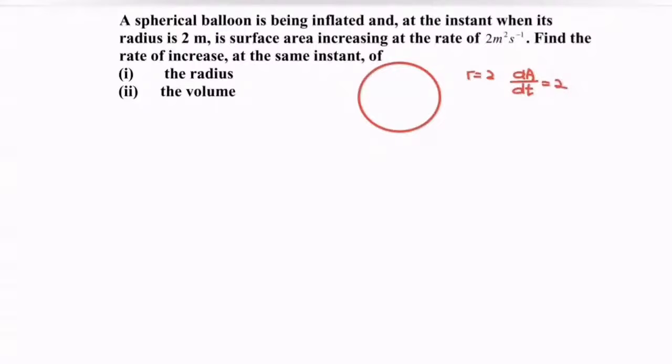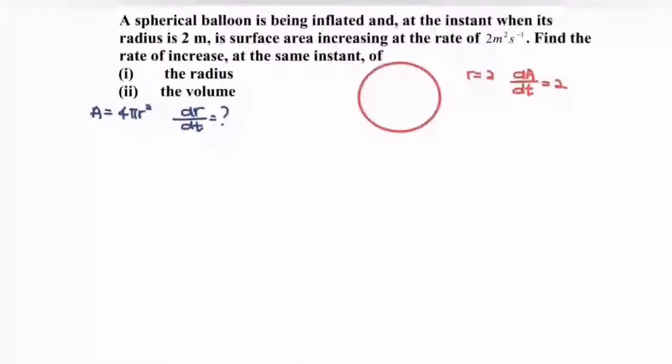So in here, it involves area. The formula for area for the spherical balloon surface will be 4 pi r squared. Next, find the rate of increase at the same instant of the radius, meaning that we are interested in dr/dt. Step number 1: extract the info, draft up the formula, and illustrate the diagram. Second step, draft the chain rule.